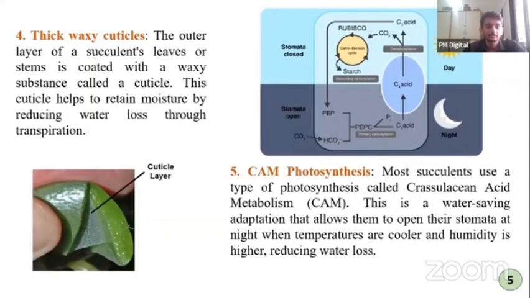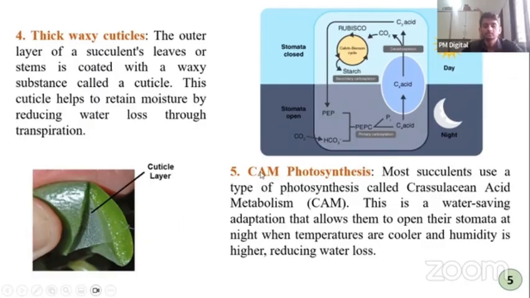Fourth one is thick waxy cuticle. This is the most prominent feature of this particular succulent plant. The outer layer, as you can see in this picture, the outer layer of this succulent is known as cuticle. This cuticle helps to retain moisture by reducing the water loss through transpiration.